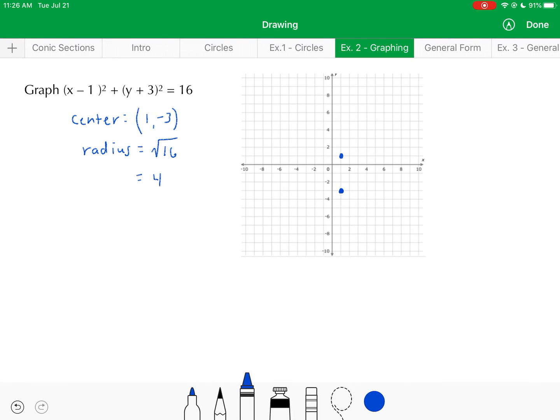From the center, move 4 units right. 4 units down. 4 units left. Okay, so those 4 points are the nice critical points to help you draw this out. It's kind of tricky to do, just do your best here. And there we have it.